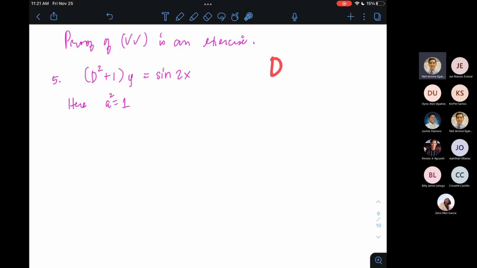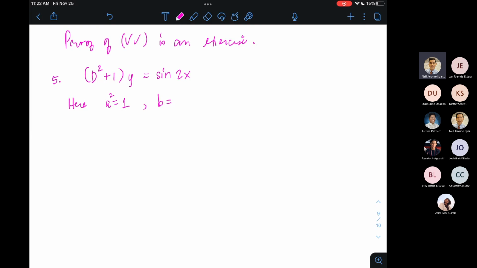Kasi nga pala ang form ng ating operator dapat ay d squared plus a squared. Doon lang nag-work yung theorem na to, right? So dapat ang itsura ng operator mo ay d squared plus a squared. Take note of the value of a squared. So a squared is equal to 1 here.